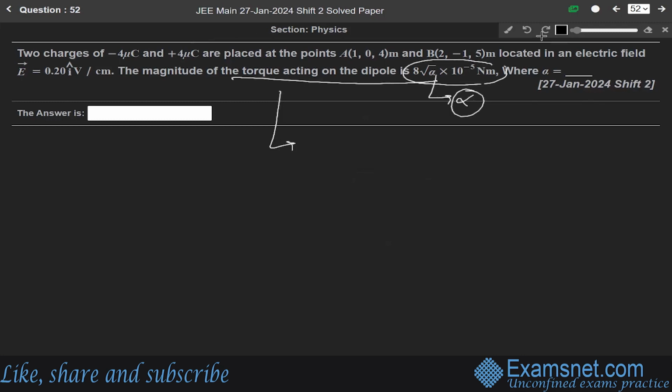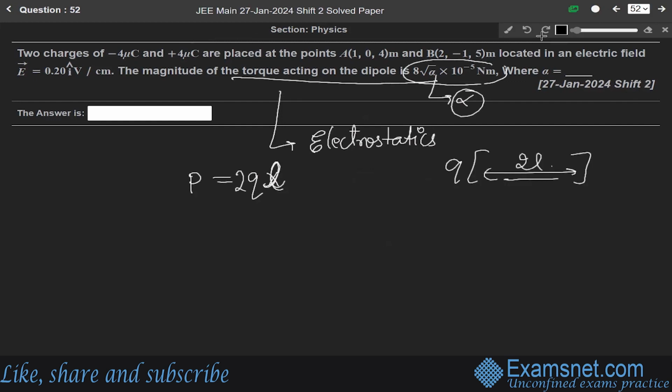So this question is from the chapter of electrostatics. According to this, there is a dipole. We know that the dipole moment is equal to charge into length between them, 2ql, that is charge into the distance between the charges, 2l. The direction of the dipole moment is always taken from negative to positive, so from A to B, negative to positive.